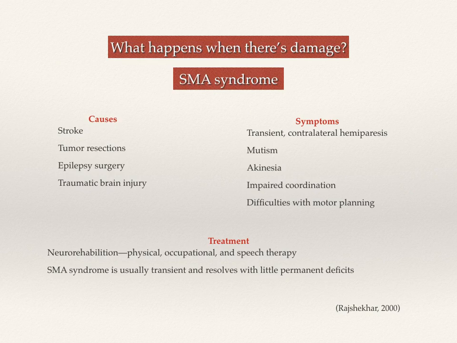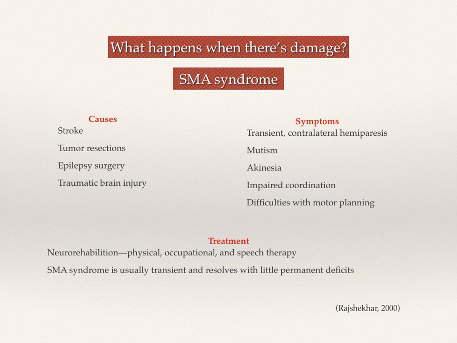SMA syndrome happens because of surgeries, like tumor resections or epilepsy surgery, and can also happen because of stroke or injury. The symptoms are transient contralateral hemiparesis, mutism, akinesia, impaired coordination, and difficulties with motor planning. So if you have a surgery in, say, your left SMA, then you would have basically paralysis on your right side, and you might not be able to talk. And obviously you're kind of neglecting one side because you can't move, even though you want to, and patients report that they still have the intention to move, and it's kind of like a disconnect between what they want to do and what's actually happening.